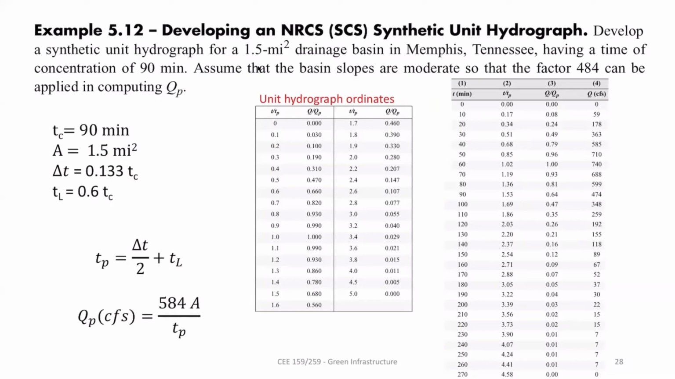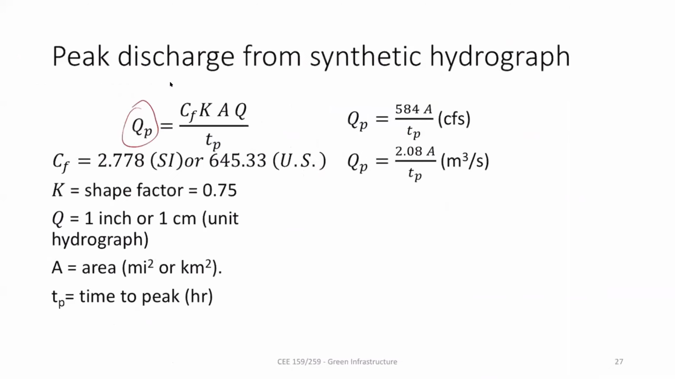And it says assume that the basin slopes are moderate so that the factor 484 can be applied to compute QP. So that's the 484 factor here. That means it's saying to use these equations.